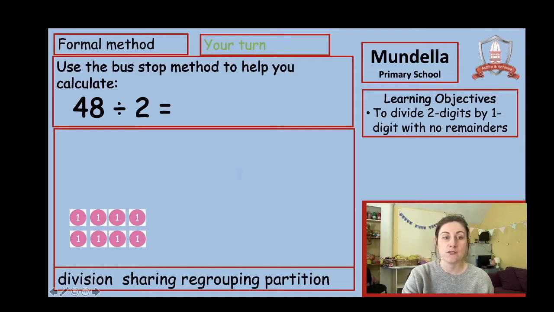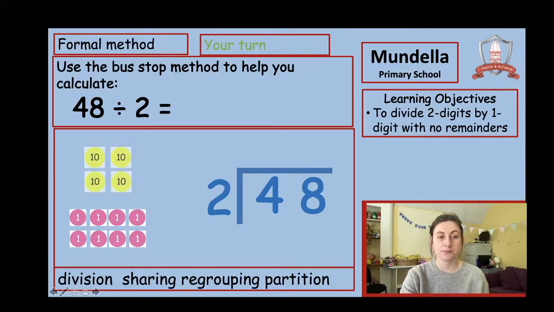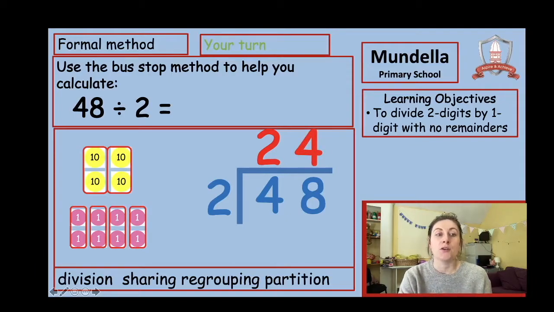So the first thing you should have done was drawn your bus stop. 2 should go on the outside because that's what we're dividing by, and 48 goes inside. So remember, we're thinking about how many 2's go into 48. So we start with the 4 with the 10's. So I've got my 10's to the side. 2, 4. They go in twice. How many 2's go into 8? 2, 4, 6, 8, 4. So 48 divided by 2 is 24.